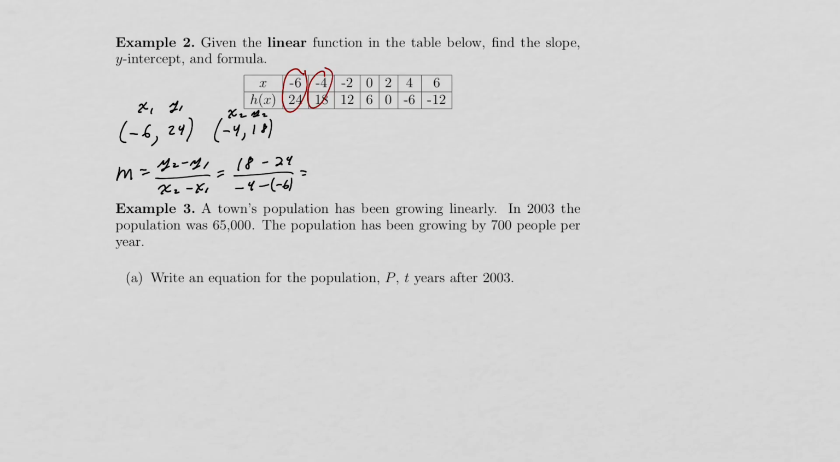So 18 minus 24 is the same as 18 plus a -24, which is -6. And then -4 minus -6 is the same as -4 plus 6, which is +2. So in this case, it looks like the slope is -3.